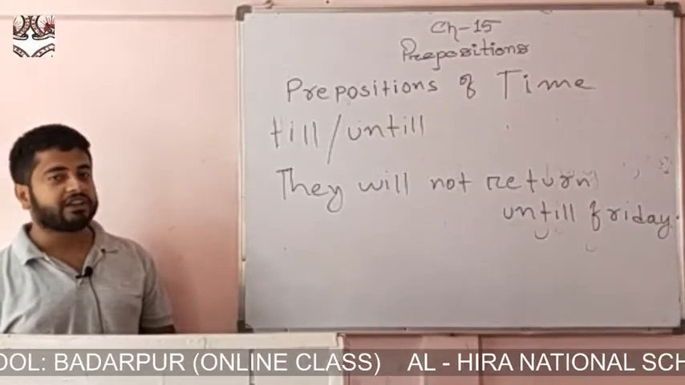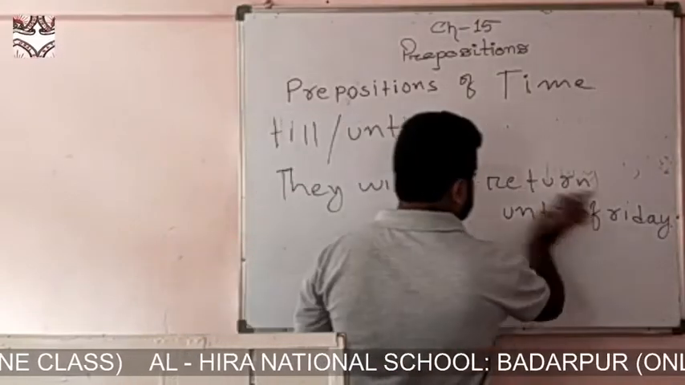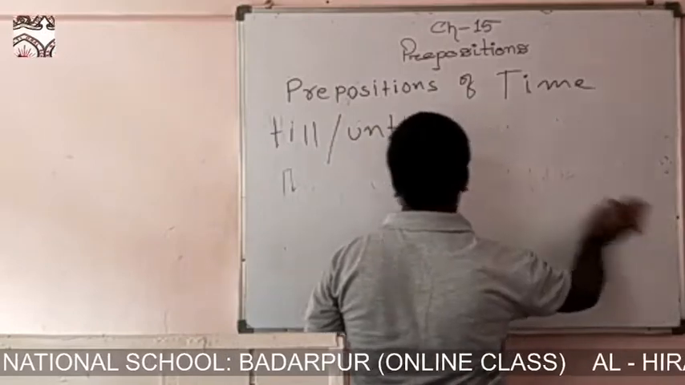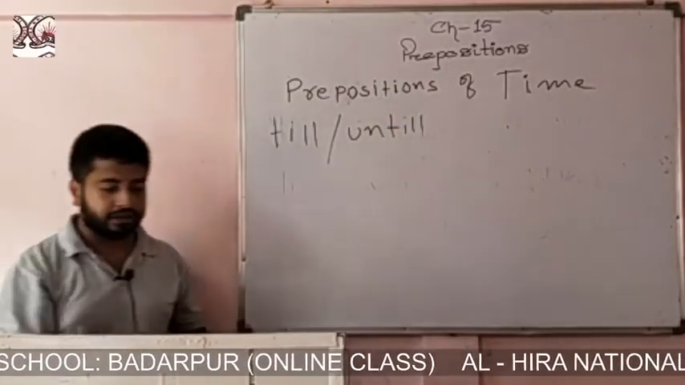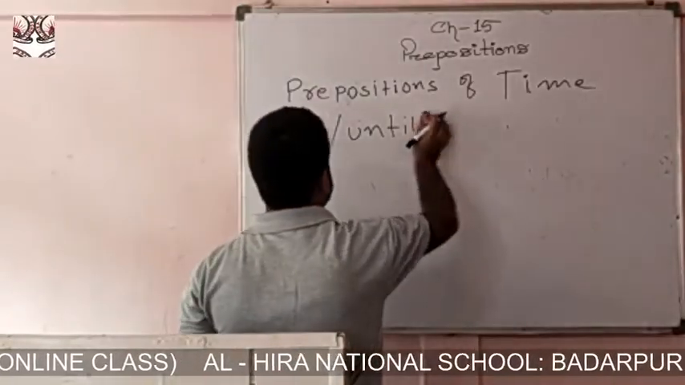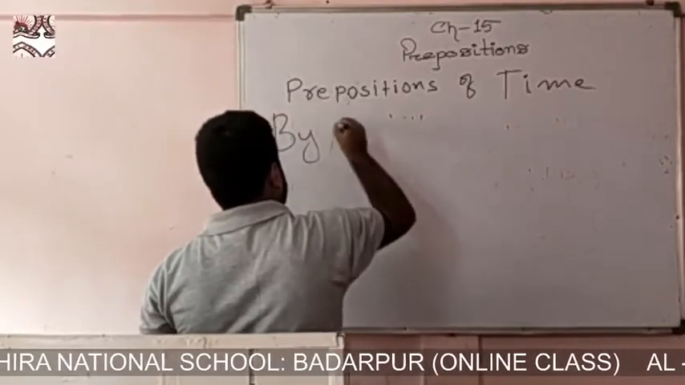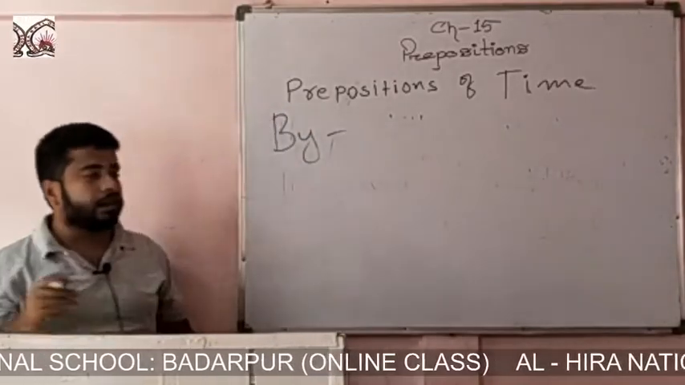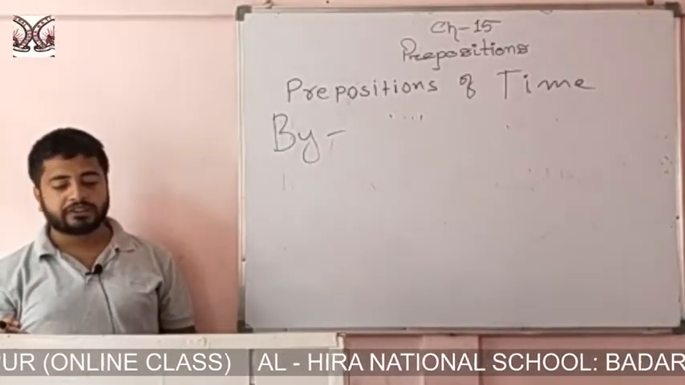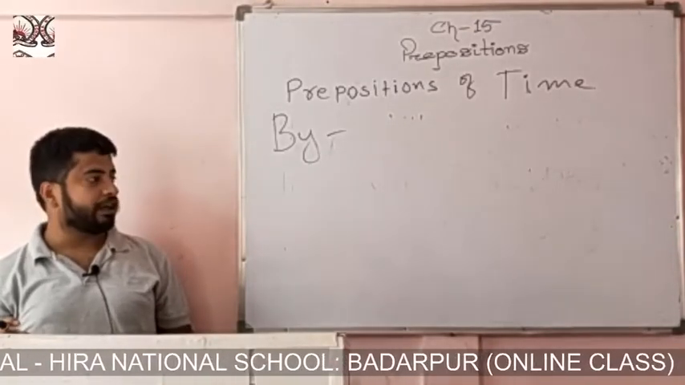Wait here till I come. So like this you can use till or until. Now the next preposition is by. Where are we to use the preposition by? It is used specifically with an end point of time, and it means no later than.